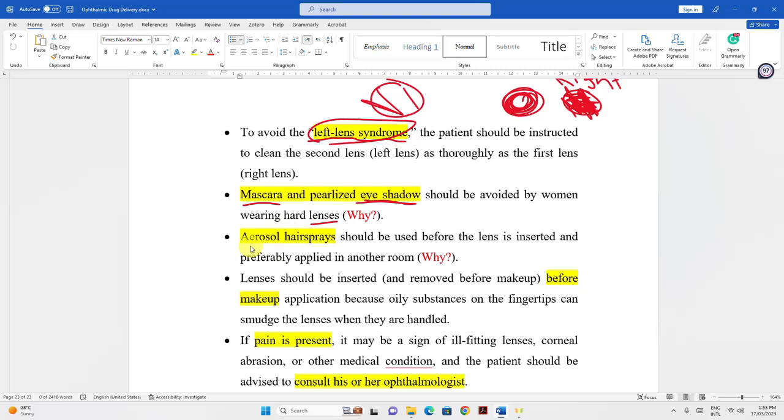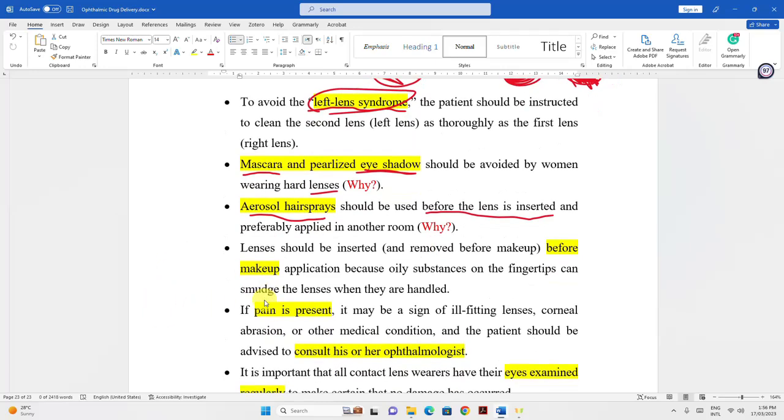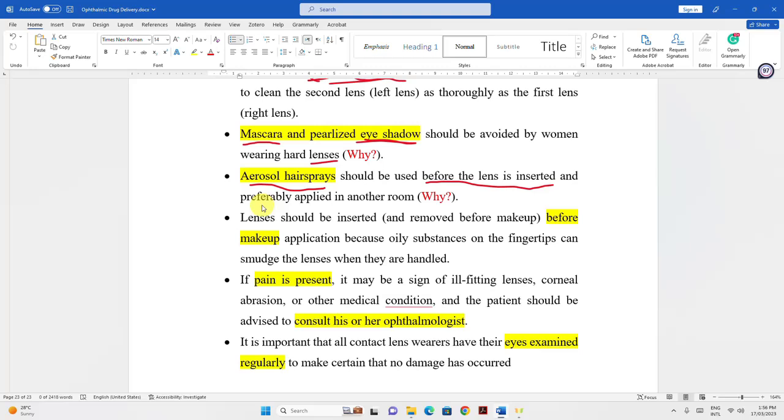Also, if you have to use aerosol hairspray, then you should do it before the lenses are inserted, and preferably in another room, not in the same room where you are going to wear the lenses. Why? Because if you apply it in the same room and then wear the lenses, some of the aerosol will stay in the air for some time before settling down. The aerosol does not settle down quickly.